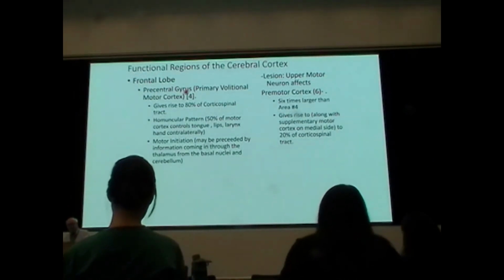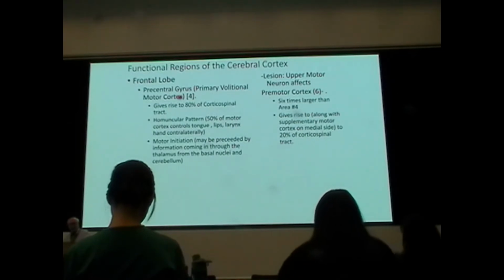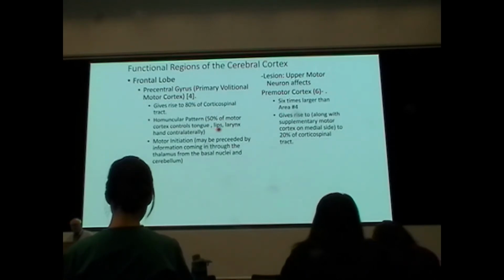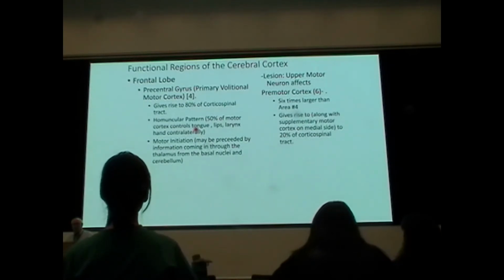All right, frontal lobe. The precentral gyrus is the primary volitional motor cortex. It should be about 90% of the corticospinal tract, and that's both from the precentral gyrus as well as the supplementary cortex. It has a homuncular pattern. Fifty percent, that's interesting, of the motor cortex controls the tongue, lips, larynx, and hand, contralateral. Motor output, since it's primarily corticospinal, crosses to the opposite side.